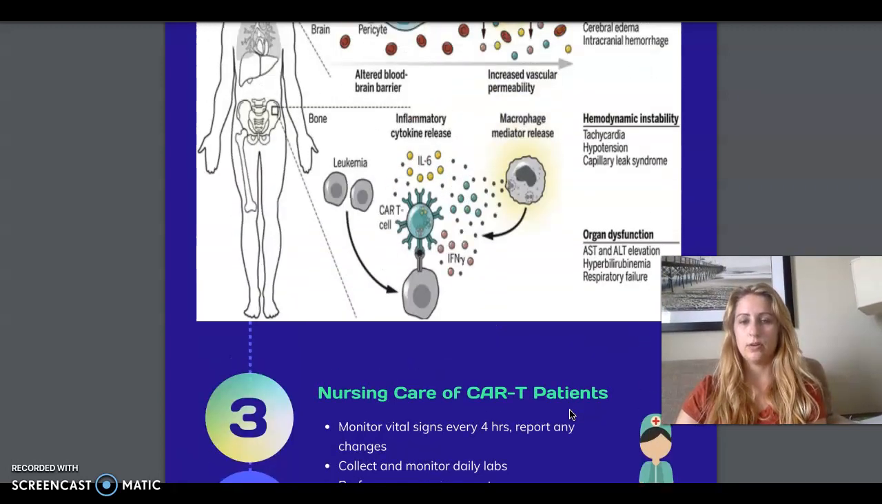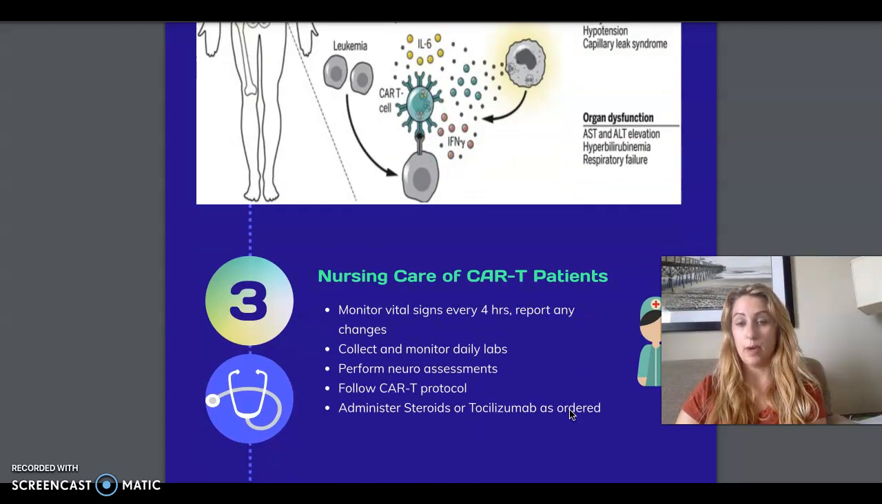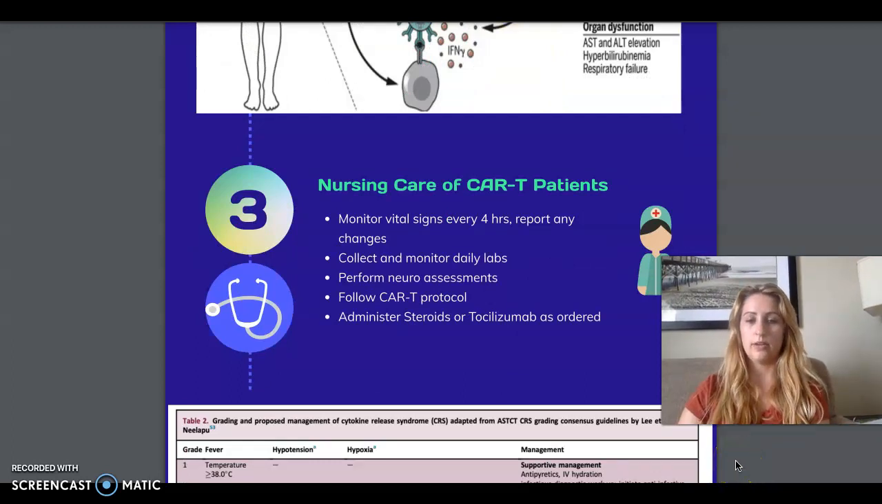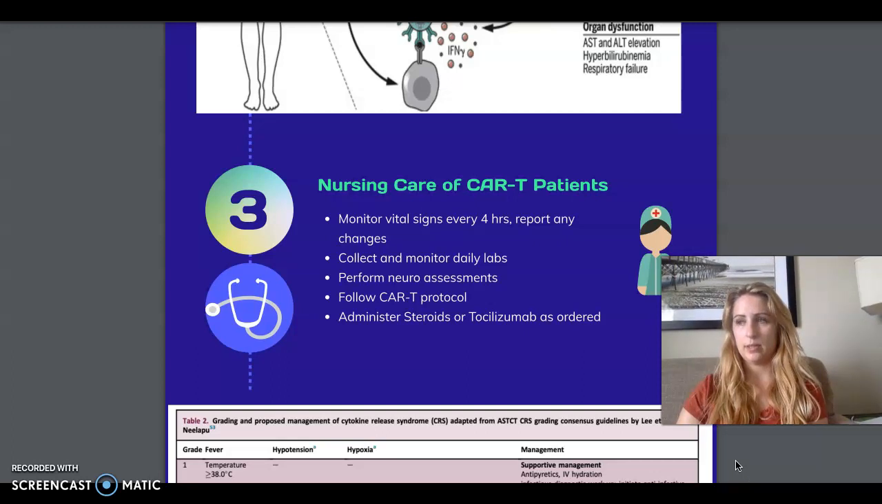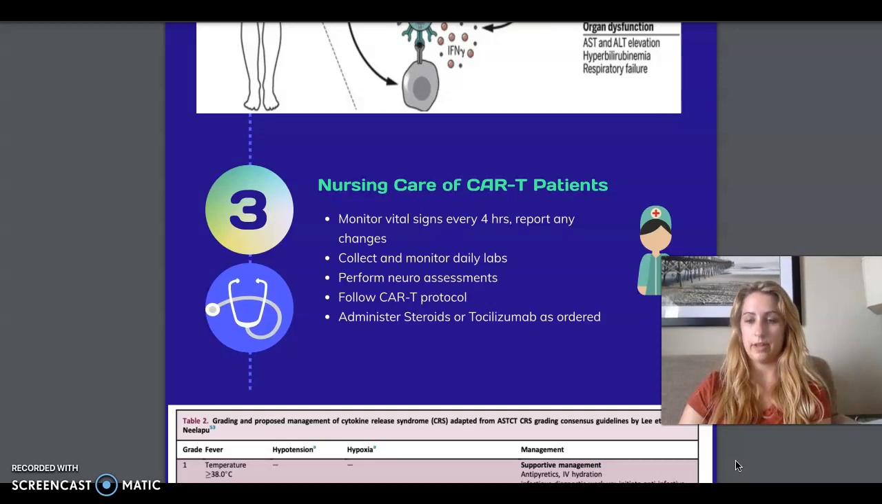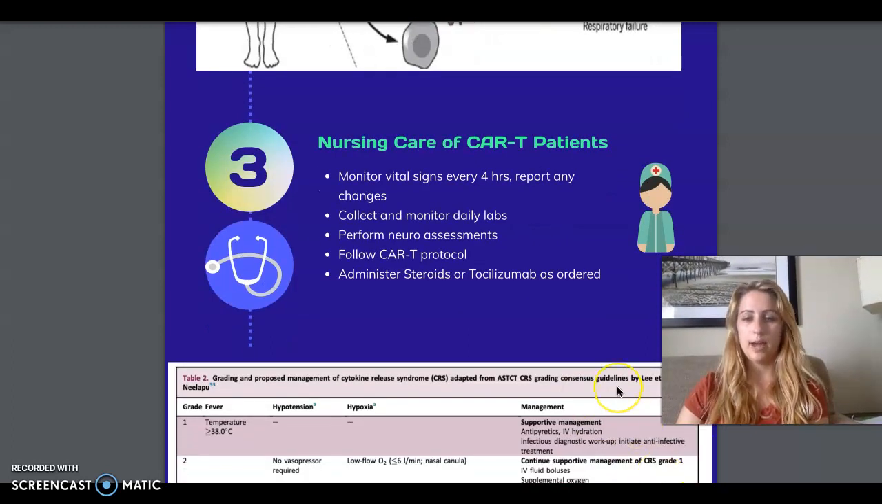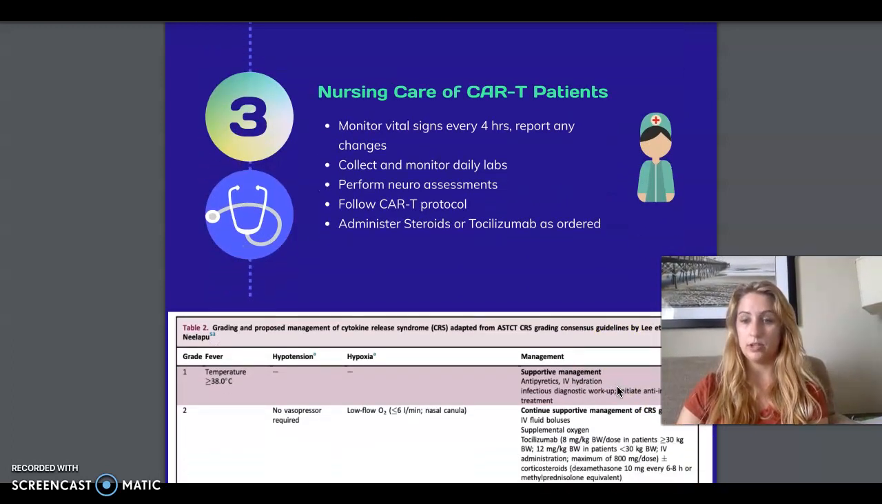And as far as CRS goes, a lot of things we monitor for in your vital signs when we're looking at nursing care of CAR T patients. We're monitoring vital signs every 4 hours and report any changes. A lot of times you'll see some hypotension, fevers, tachycardia, so you've got to be mindful of all of those things. Even if it's in the slightest, you could be catching a potential CRS in a patient, so you have to be very thorough. You want to look at their daily labs. We look at labs that have to do with their inflammation, since we're seeing this massive inflammatory response.